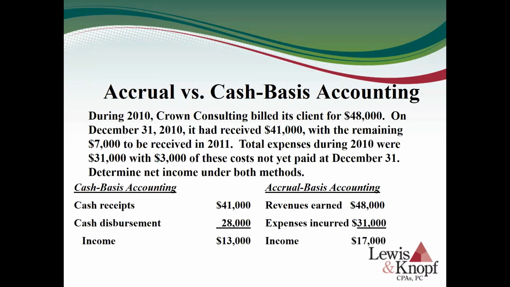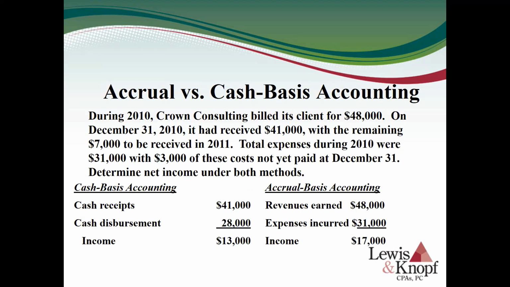So this is the clear example here. During 2010, Crown Consulting billed its clients for $48,000 US. On December 23rd, 2010, it had received 41,000, with a remaining 7,000 to be received in 2011. Now, total expenses during 2010 were 31,000, with 3,000 of this cost not yet paid at December 31st. Determine net income under both methods.